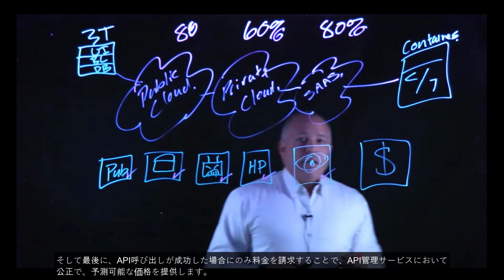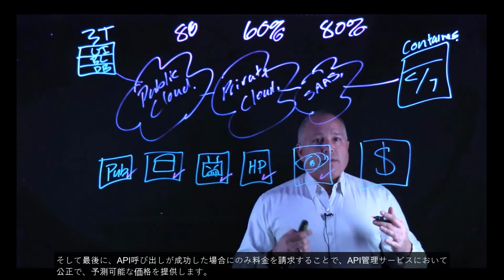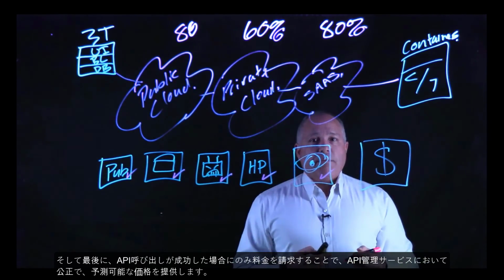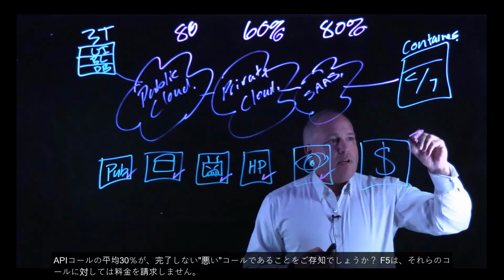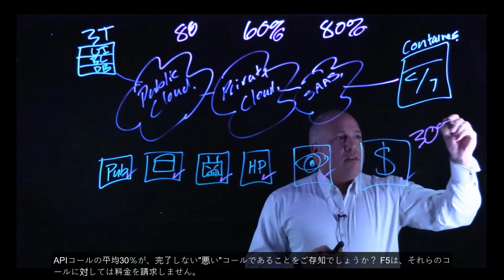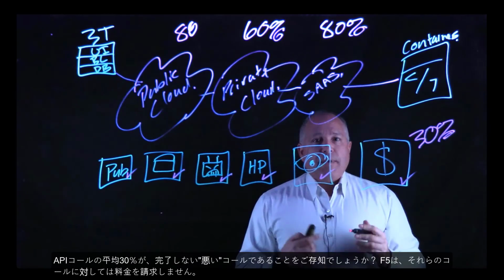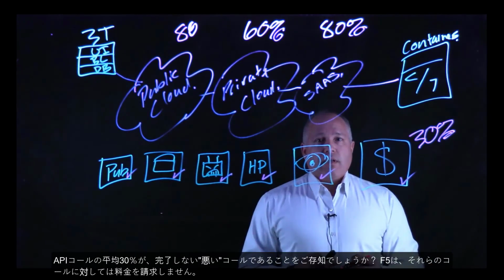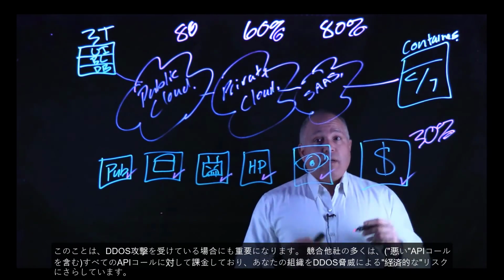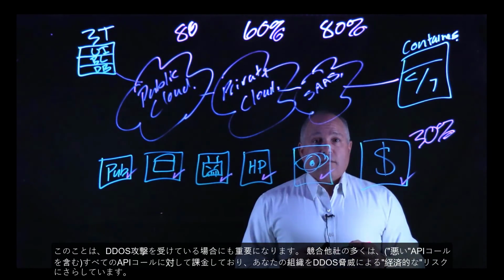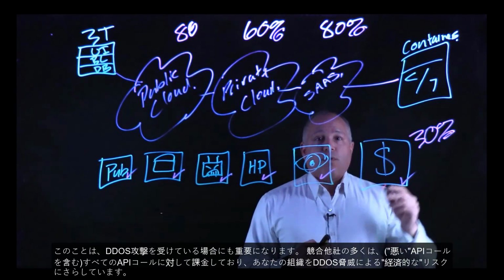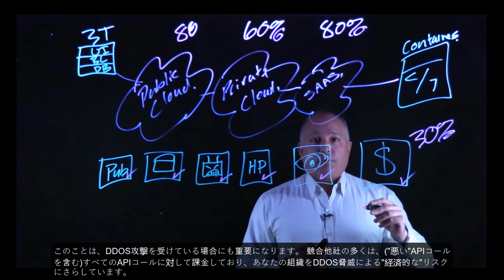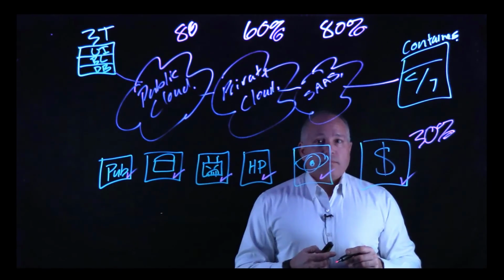And finally, we provide fair and predictable pricing with our API management offering by only charging you for successful API calls. Did you know, on average, 30% of API calls are bad calls that are never completed, and we don't charge you for those. This can also be important if you're under a DDoS attack. Most of our competition bills you for all API calls, exposing your organization to financial risk from DDoS threats.